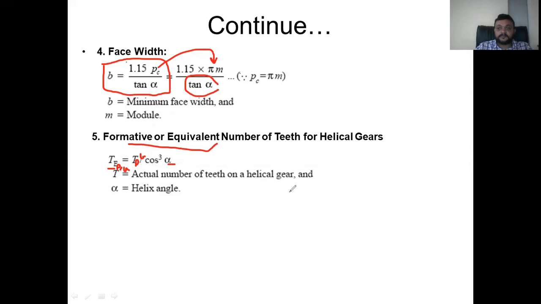the number of teeth to be considered in designing the helical gear, which is the formative number of teeth or equivalent number of teeth, TE. So that is a fundamental difference between spur gear and helical gear.